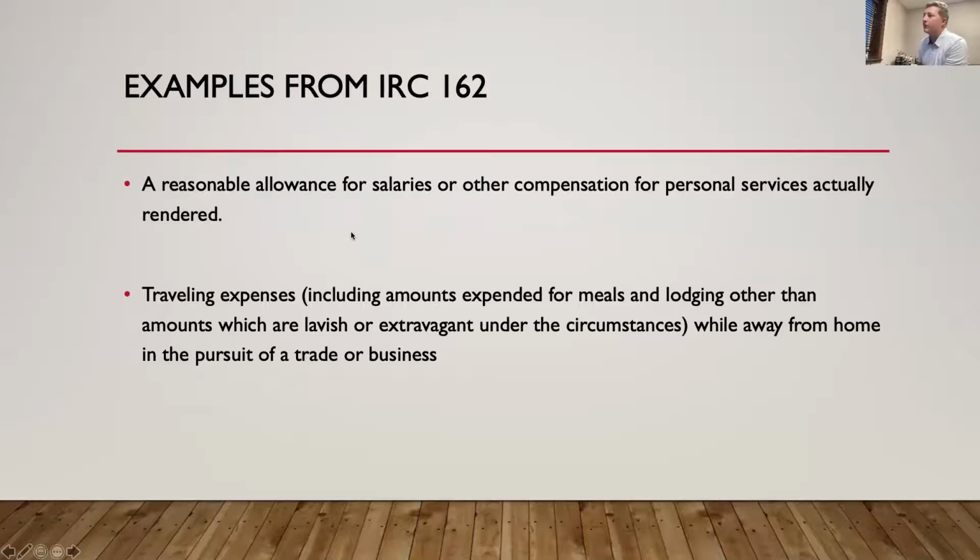Some specific examples from code section 162: a salary. Obviously it has to be a reasonable salary or other compensation for personal services actually rendered, like your 1099 independent contractors. Traveling expenses, meals and lodging, which are not lavish and extravagant. Those are deductible while you're away from home in the pursuit of a trade or business.